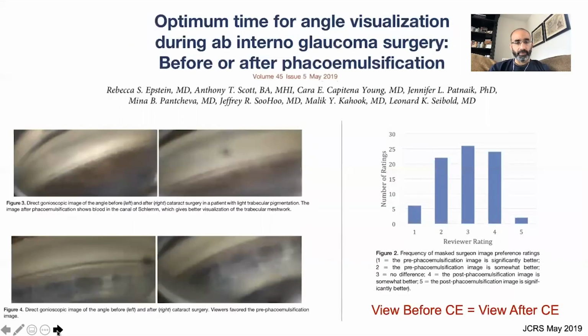A common question that comes up is, should you do the angle procedure before or after cataract surgery? And this is hotly debated amongst surgeons. Everybody seems to have their favorite way of doing it. We did a study where we looked at the view of the angle pre or post cataract surgery to see if there was a major difference. Long story short, there really was no difference in the quality of view, whether you do the angle surgery before or after cataract surgery.